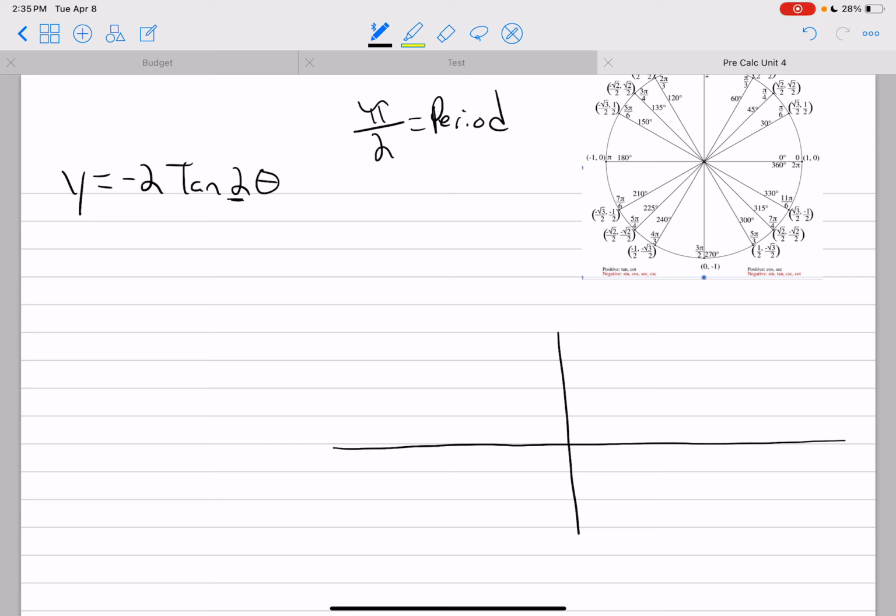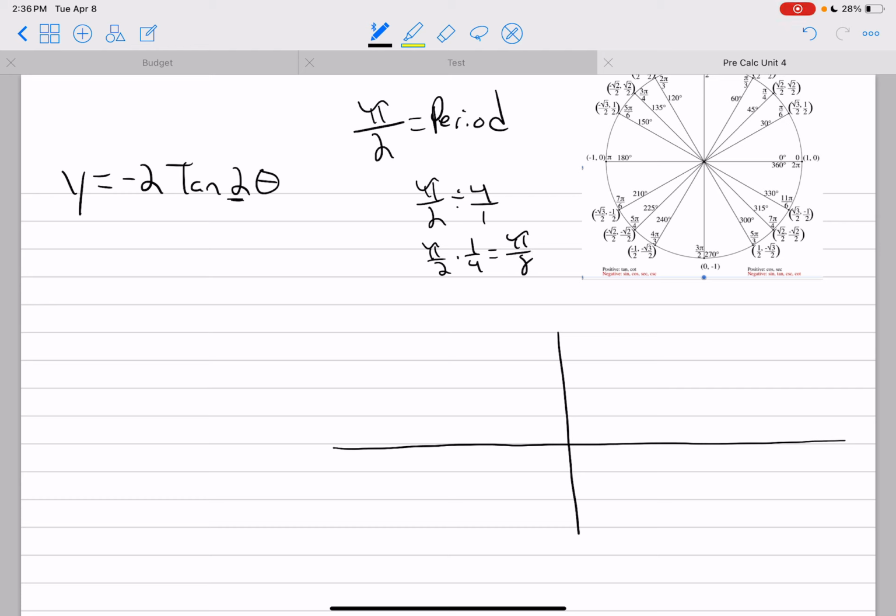So I need to take that. Actually, here's another way you could think about it: I could take pi over 2, and I really need to break it into 4 equal parts. So I need to take the whole period and divide it into 4 parts. So pi over 2 divided by 4 over 1 is the same as pi over 2 times 1/4, which gets us pi over 8. So each of my parts is an eighth.